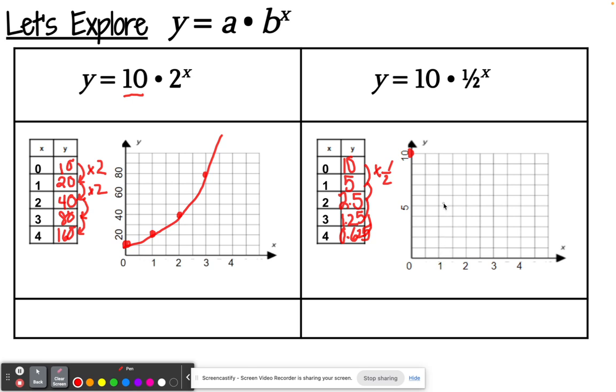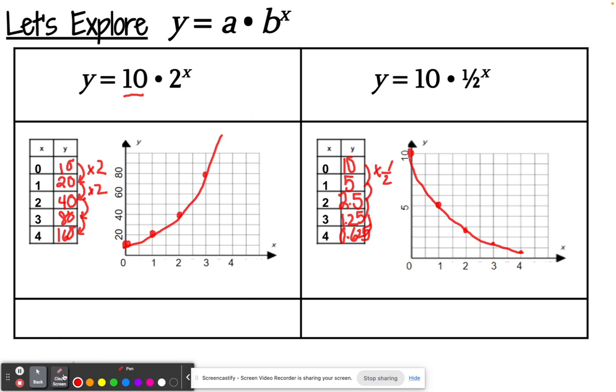I would have 1, 5, 2, 2.5, 3, 1.25, 4 would be 0.625, and you'll see that this curves downward. Hopefully I can draw a nice line. Well, it's not a line, it's a curve. And it'll keep getting closer and closer to that x-axis, but it will never touch it.